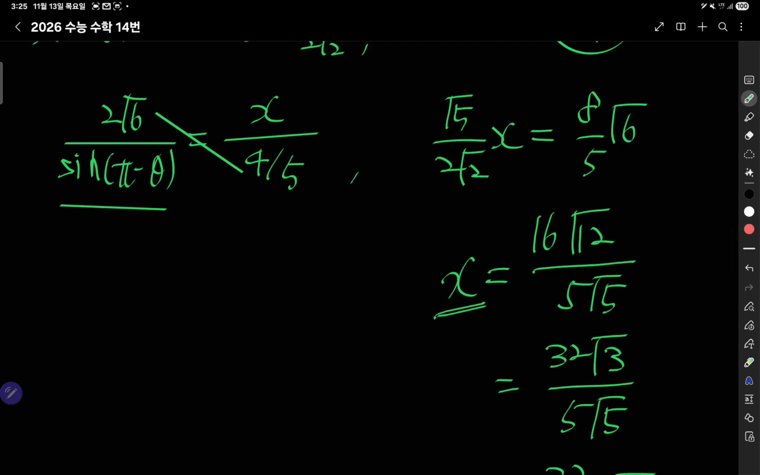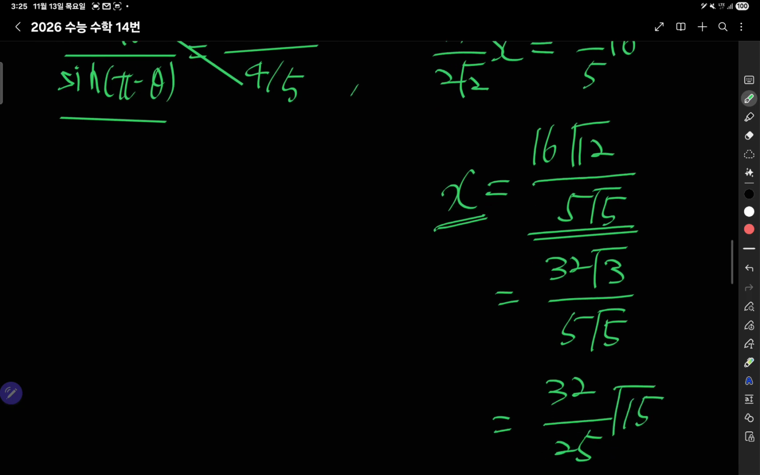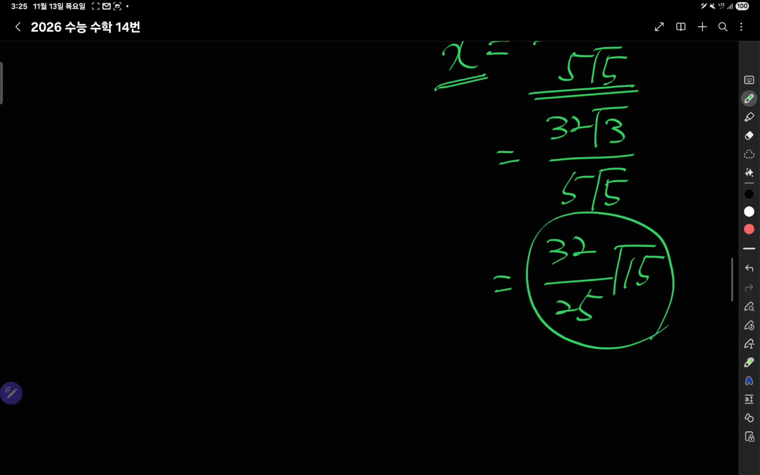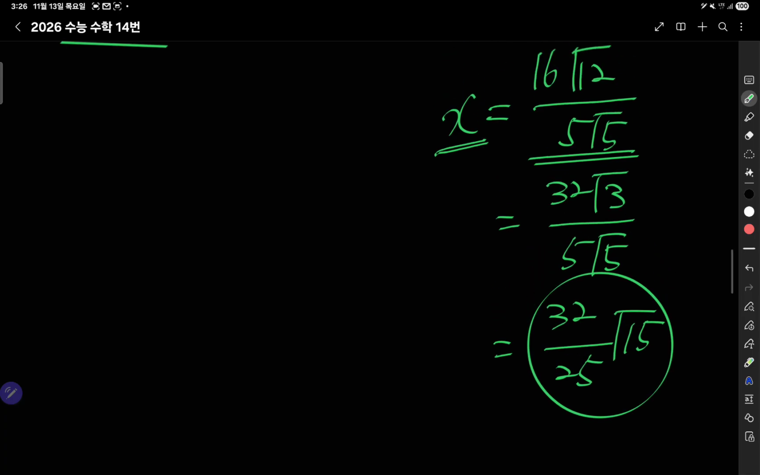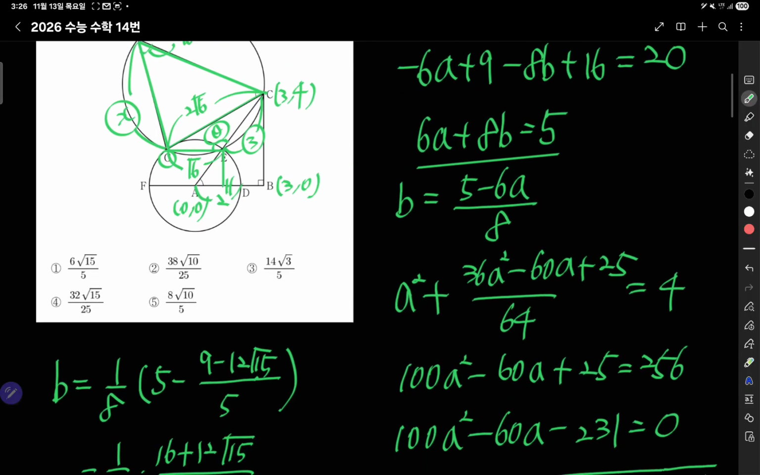So the value of x is, when we divide the 8 times square root of 6 over 5 by the square root of 5 over 2 times square root of 2, we get this value. And then simplify this. Square root of 12 is 2 times square root of 3. And then multiply square root of 5 to the numerator and denominator. So that's the final value of x we can find. So the answer is option 4.